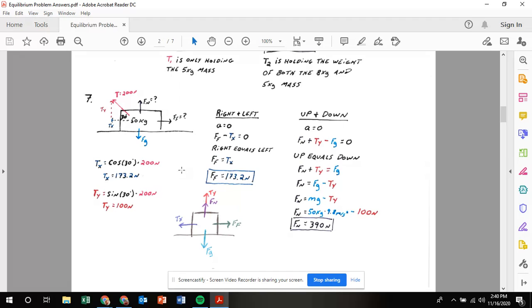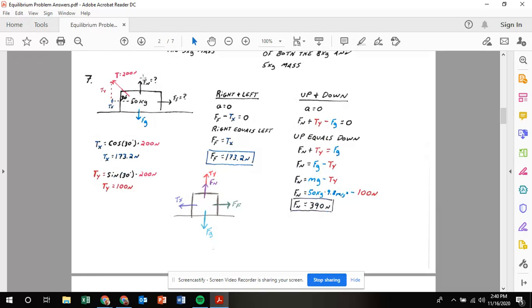If I redraw my forces, I have normal up, gravity down, and don't forget this tension in the Y is up, which is why we have 2 upward, Ty and normal force, and force of gravity is down. To the left is tension X, to the right is friction. So if I take a look at my right and left, there's no acceleration because it's moving at a constant velocity. So my right stuff equals my left stuff.